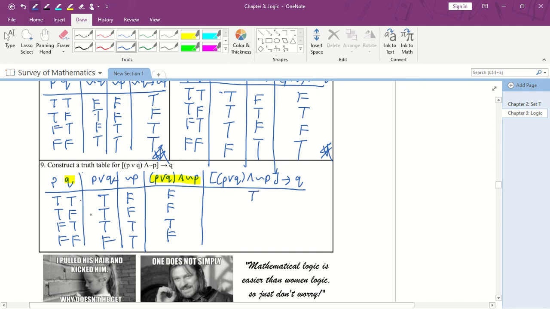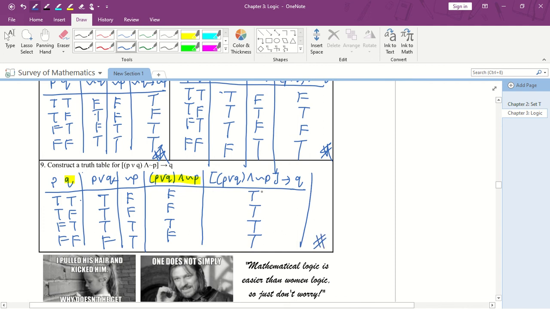False, you make it true. True, you make it true. And false, you make it true. We don't have one that is true and this one is false from here. So it means that everything here, we become what? We become true.